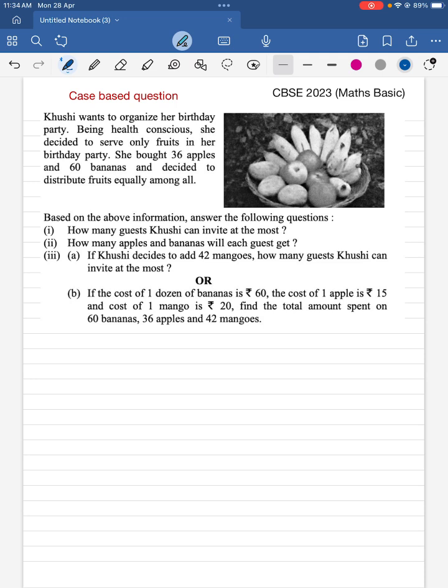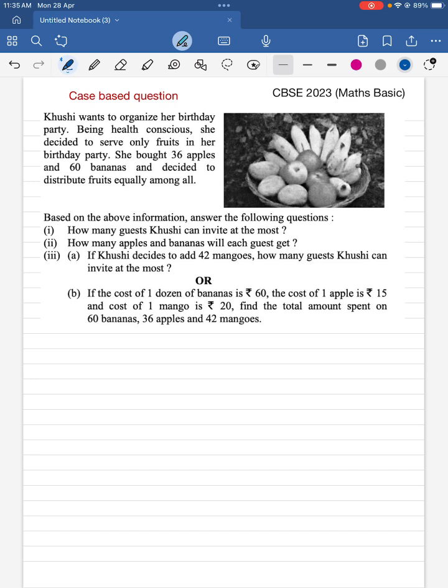Okay, so here's the question. Khushi wants to organize her birthday party. Being health conscious, she decided to serve only fruits in her birthday party. Now she bought 36 apples and 60 bananas and decided to distribute fruits equally among all. Based on the above information, answer the following questions. The first one is, how many guests Khushi can invite at the most?